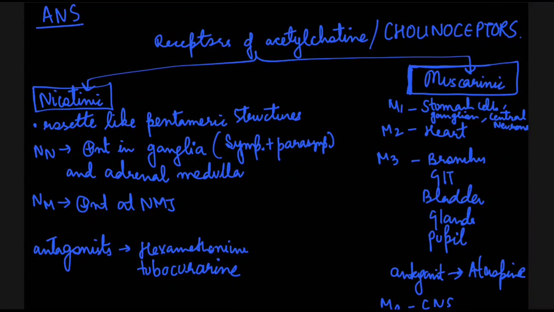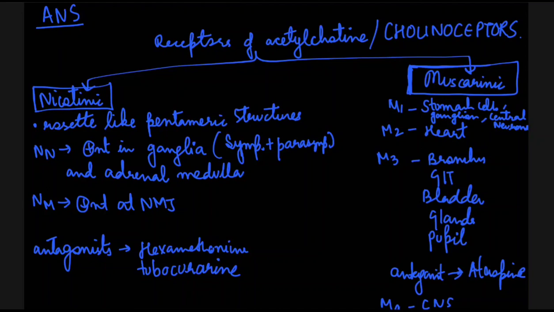Hey everyone, now let's revise the receptors of acetylcholine, the cholinoceptors. These are of two types, nicotinic and muscarinic. Nicotinic receptors are rosette-like pentameric structures, NN and NM. These are present at nerve to nerve and nerve to muscle.